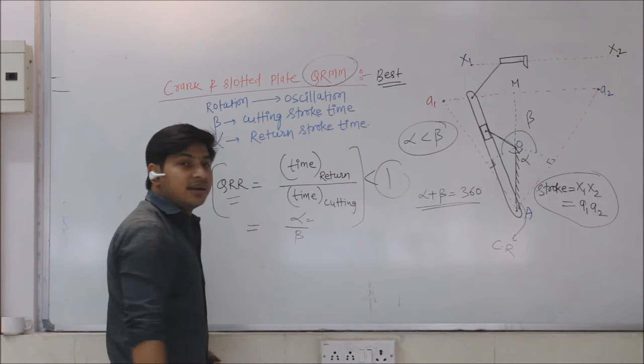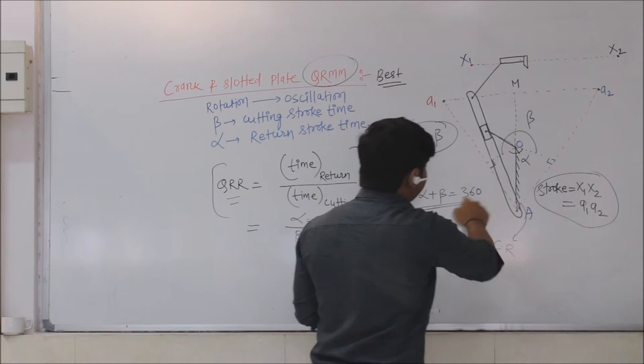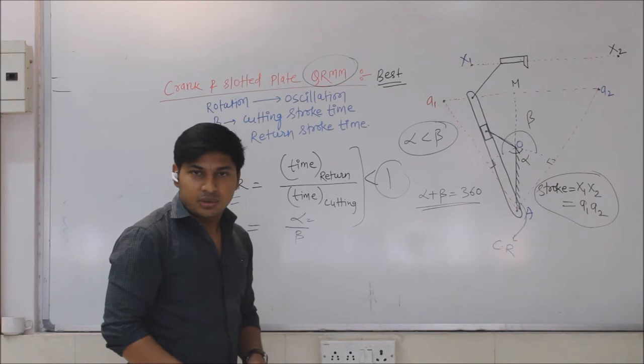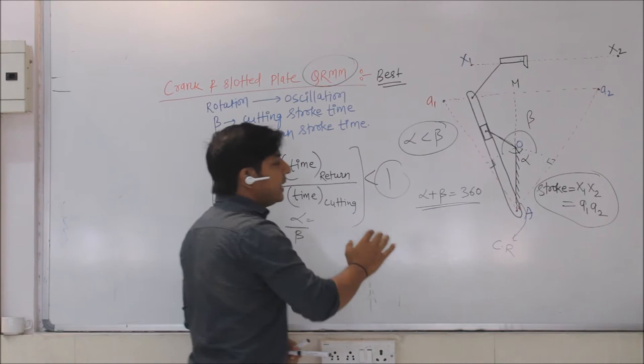Another relation is that alpha plus beta equals 360. So from these two relations you can get the value of QRR. This relation is very important, you should know about this, and we will go through how to solve questions using these relations.